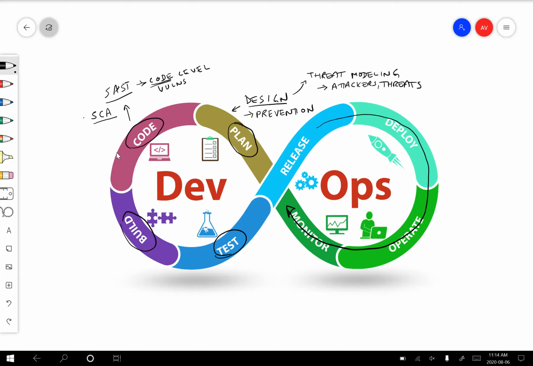Yeah. That's a really big part of the supply chain issue these days, is when we take a look at open source, how do we ensure that we haven't introduced code level vulnerabilities?